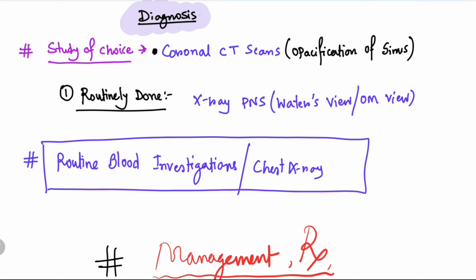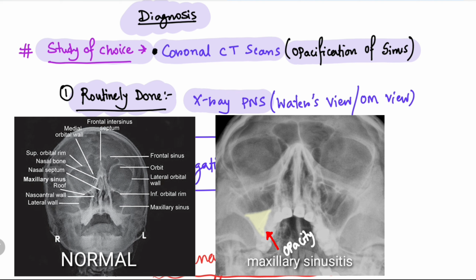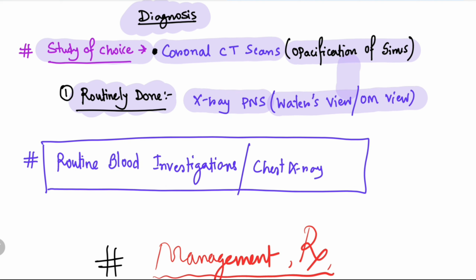Now, about the diagnosis of sinusitis. The study of choice in case of acute sinusitis is coronal CT scan, where opacification of the sinus can be visualized. But if CT scan is not available, X-ray can be done routinely. X-ray PNS, Waters view or occipitomental view is done. There, opacity of the sinus is visualized. Among other investigations, routine blood investigations can reveal signs of infection, changes in complete blood count. A chest X-ray may confirm an acute upper respiratory tract infection.